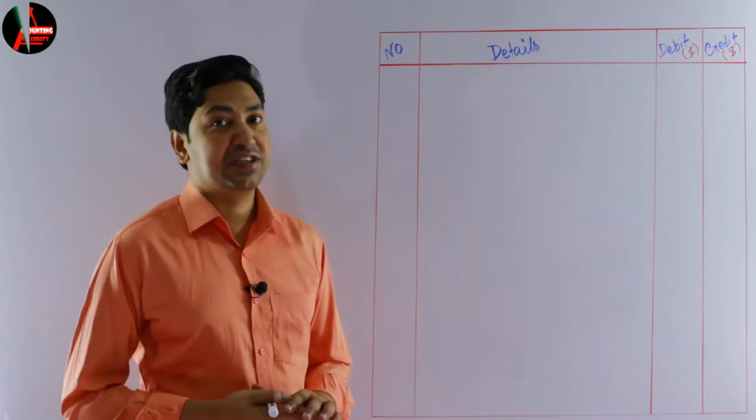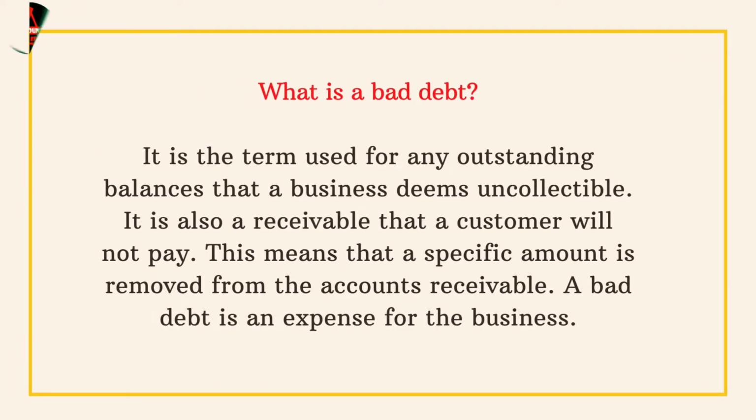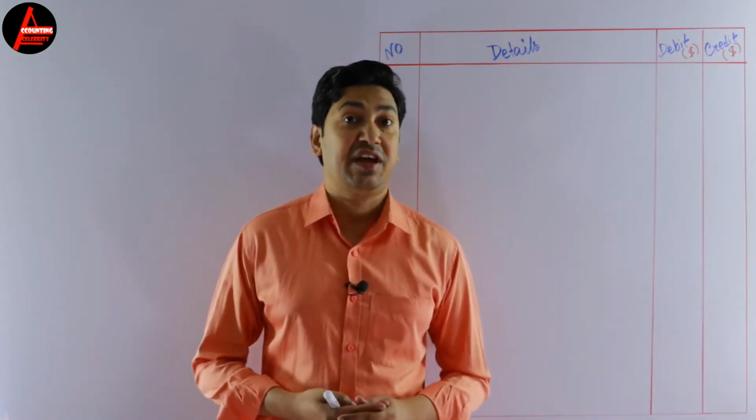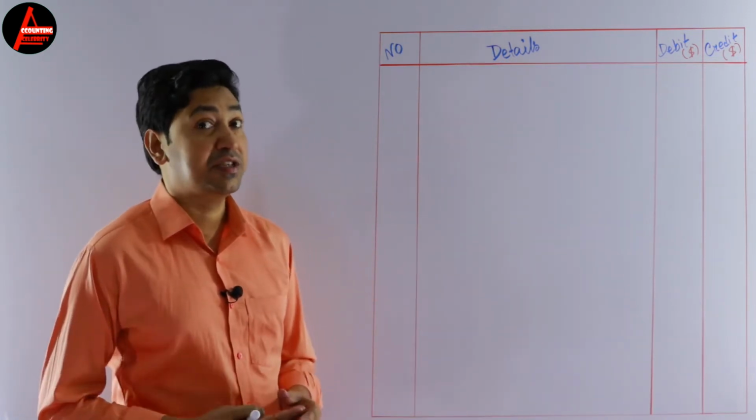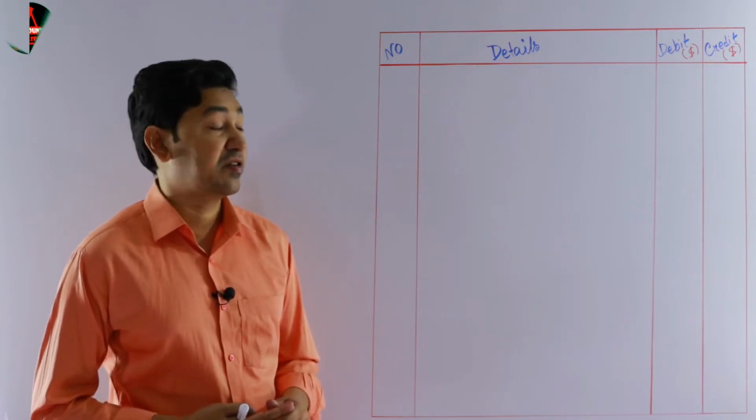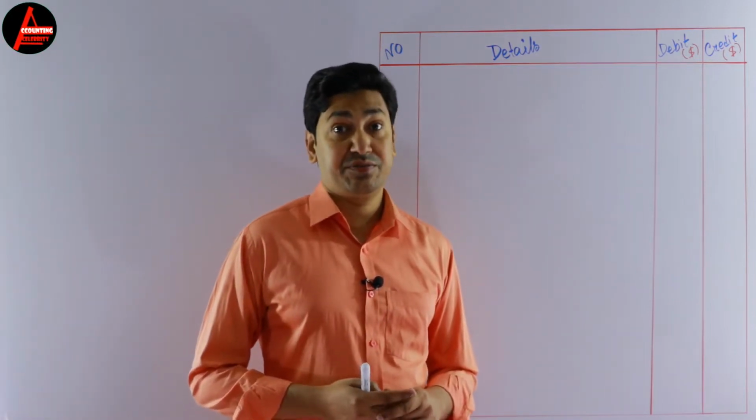Before we start, we need to know what is a bad debt. It is the term used for any outstanding balances that a business deems uncollectible. It is also a receivable that a customer will not pay. This means that a specific amount is removed from the accounts receivable, and a bad debt is an expense for the business. So this is an expense, so we have to enter these expenses in the income statement when the business prepares it.